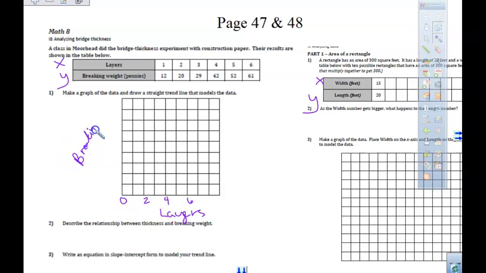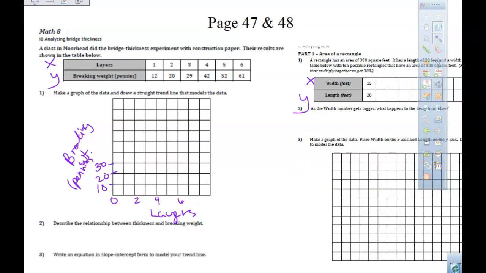Now, look at this one, how high it goes. It goes from 12 up to 61. So when I'm looking at the breaking weight, and it tells us we're talking about pennies, we might want to put that breaking weight. This is how many pennies it holds. We are going to be looking at going up by tens, because we have to get up to 60. So 10, 20, this is going to be my 30. Do you have to write down every single number? That's up to you. I need you to turn to the next one.